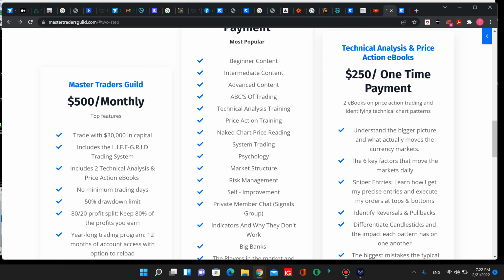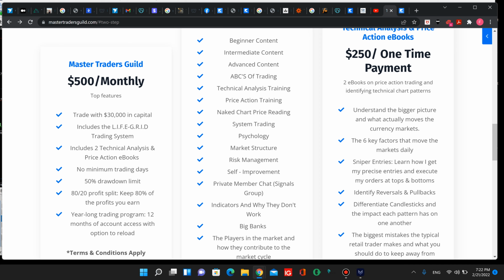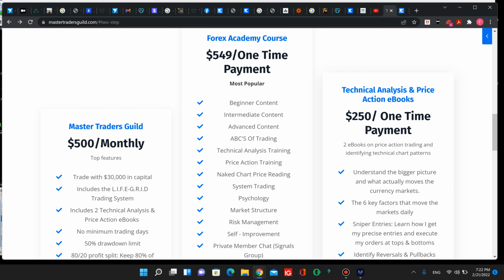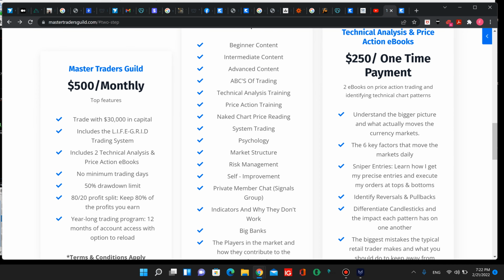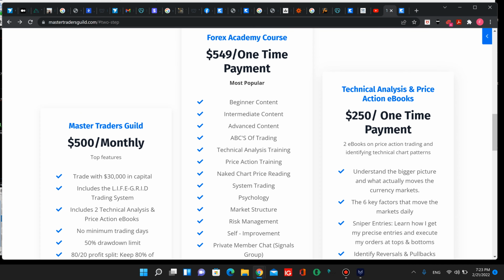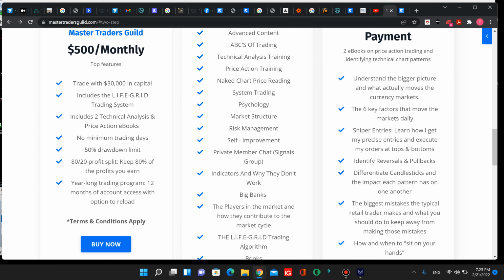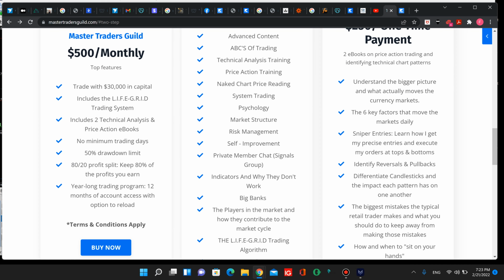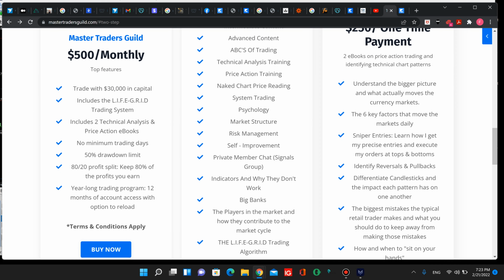That is where you will be able to trade with a $30,000 account. You will have the LifeGrid system, so everything from the Forex Academy is also included in the Master Traders Guild, but you're going to be learning it at an accelerated pace. In less than half the time it will take you to complete the Forex Academy, you can complete the Master Traders Guild Academy.